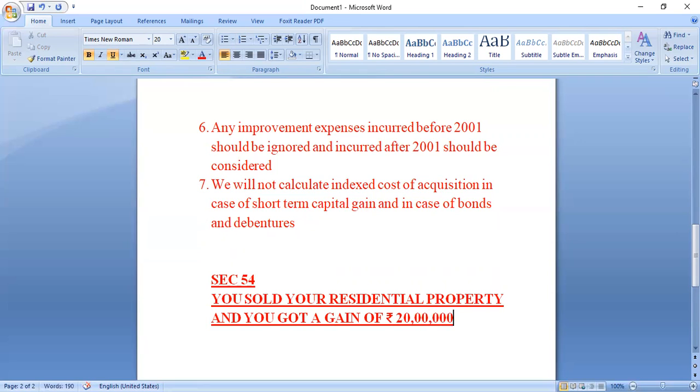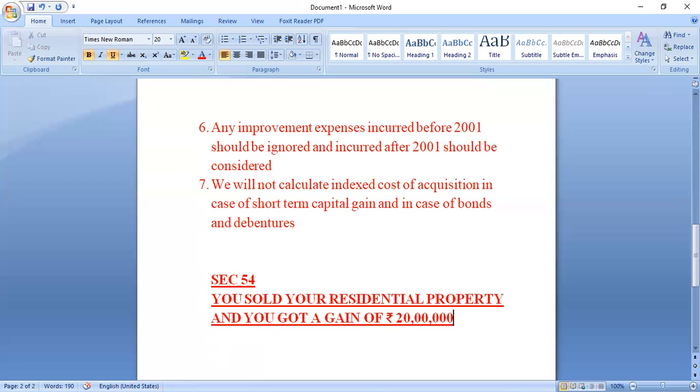So this is called income from long-term capital gain. On the 20 lakhs, you have to pay 20% tax. Means you have to pay 4 lakhs. Sir, I don't want to pay 4 lakhs as a tax on capital gain.